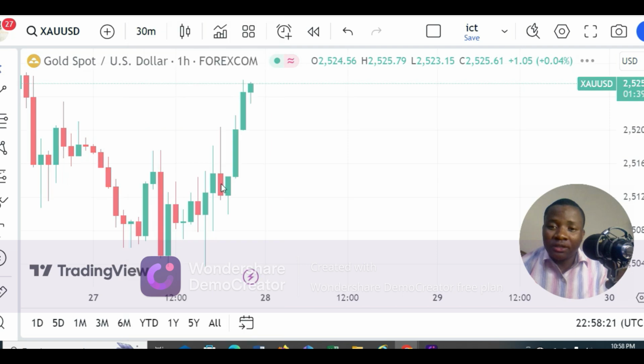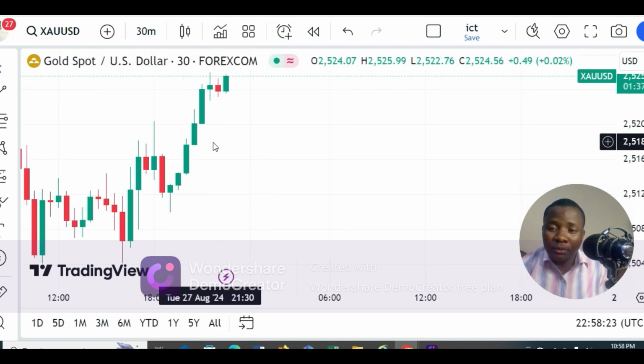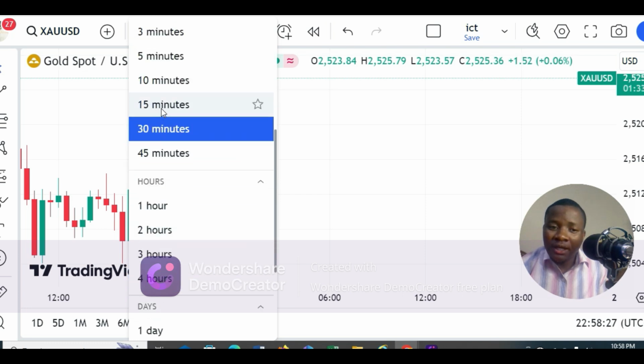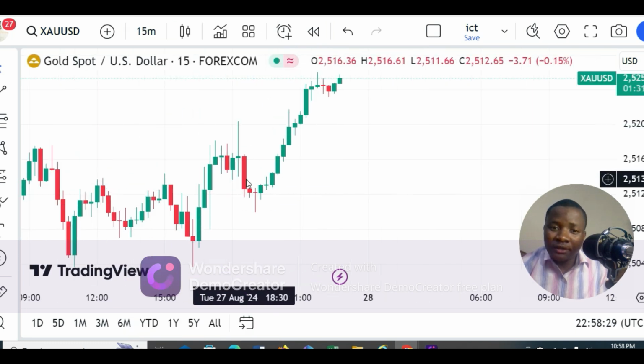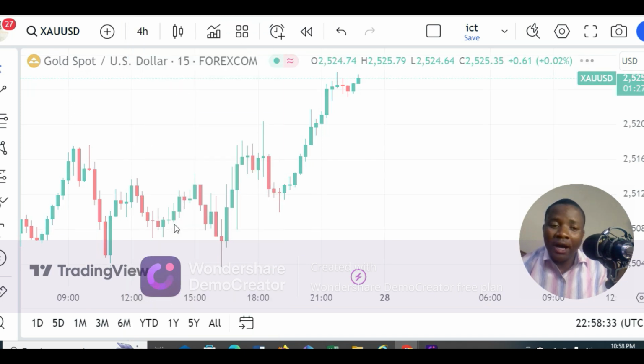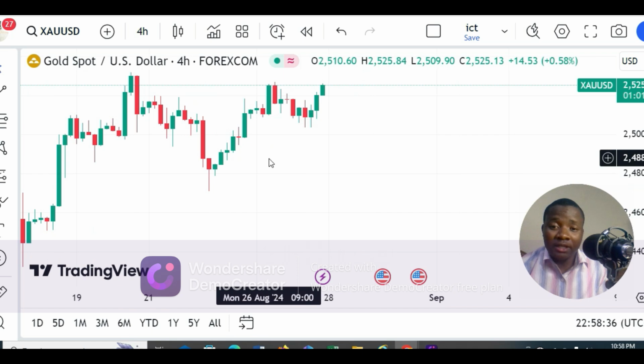These candlesticks are formed after every 30 minutes. Then you can move to 15 minutes, like this one. They are formed after every 15 minutes. The higher the time frame, the more accurate the analysis will be. That's why we use the top-down approach while analyzing the market.